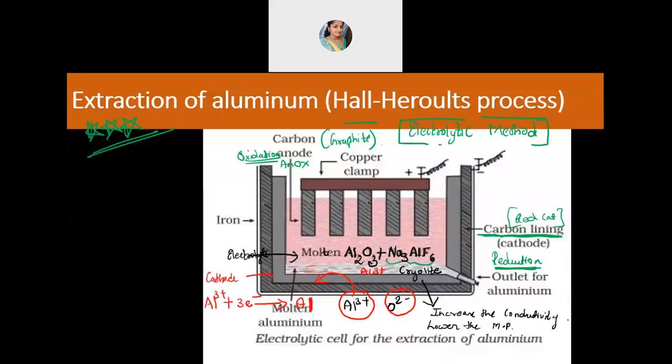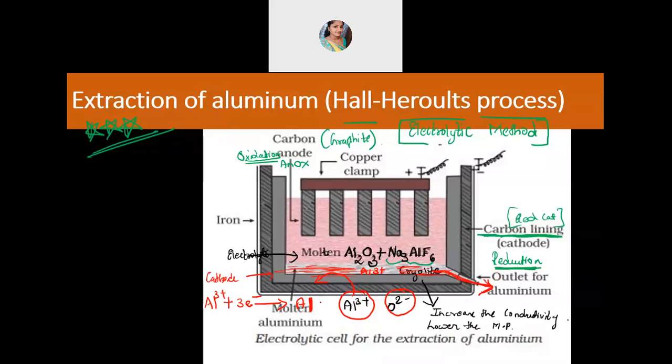You can see a gray color liquid here. These are the aluminium which are collected. So that aluminium will be taken out. Once they have collected enough, then it will be removed through this outlet. Okay, so aluminium is done there. So the aluminium reaction is this. At the cathode you have to write that this reaction takes place.